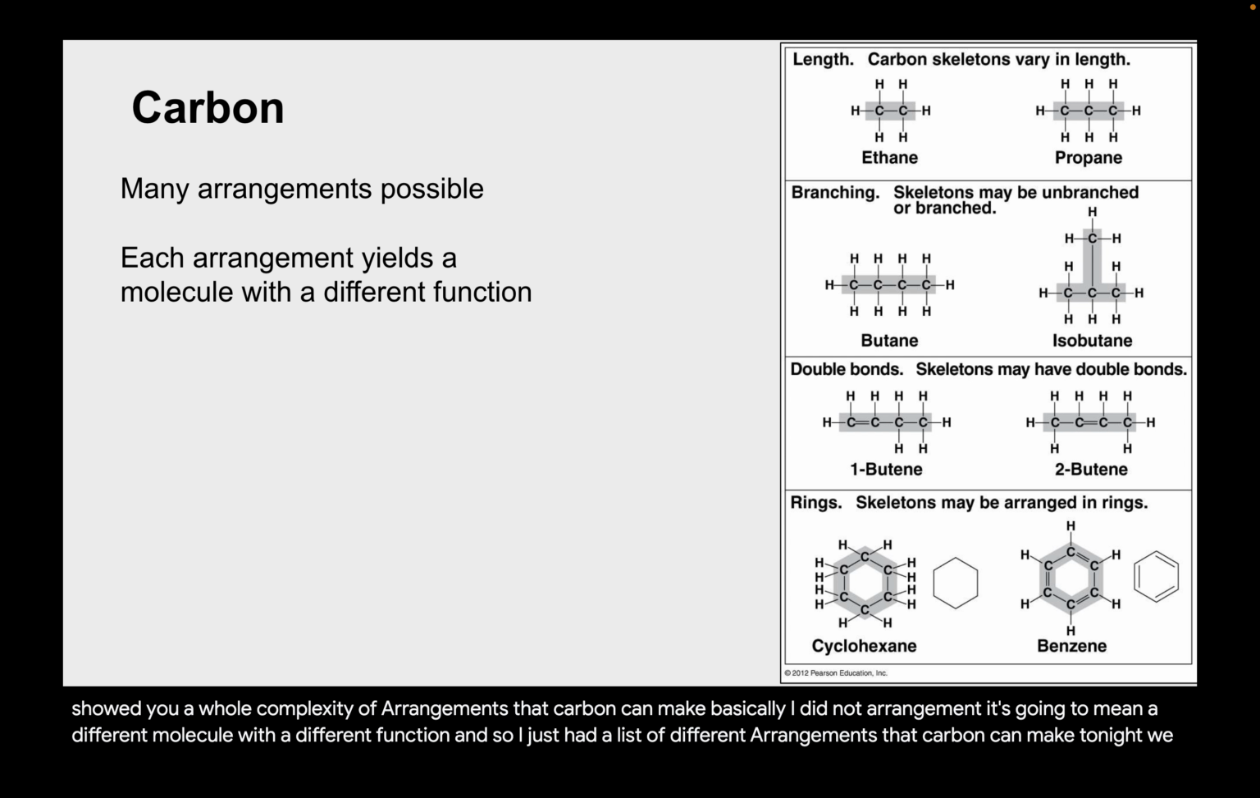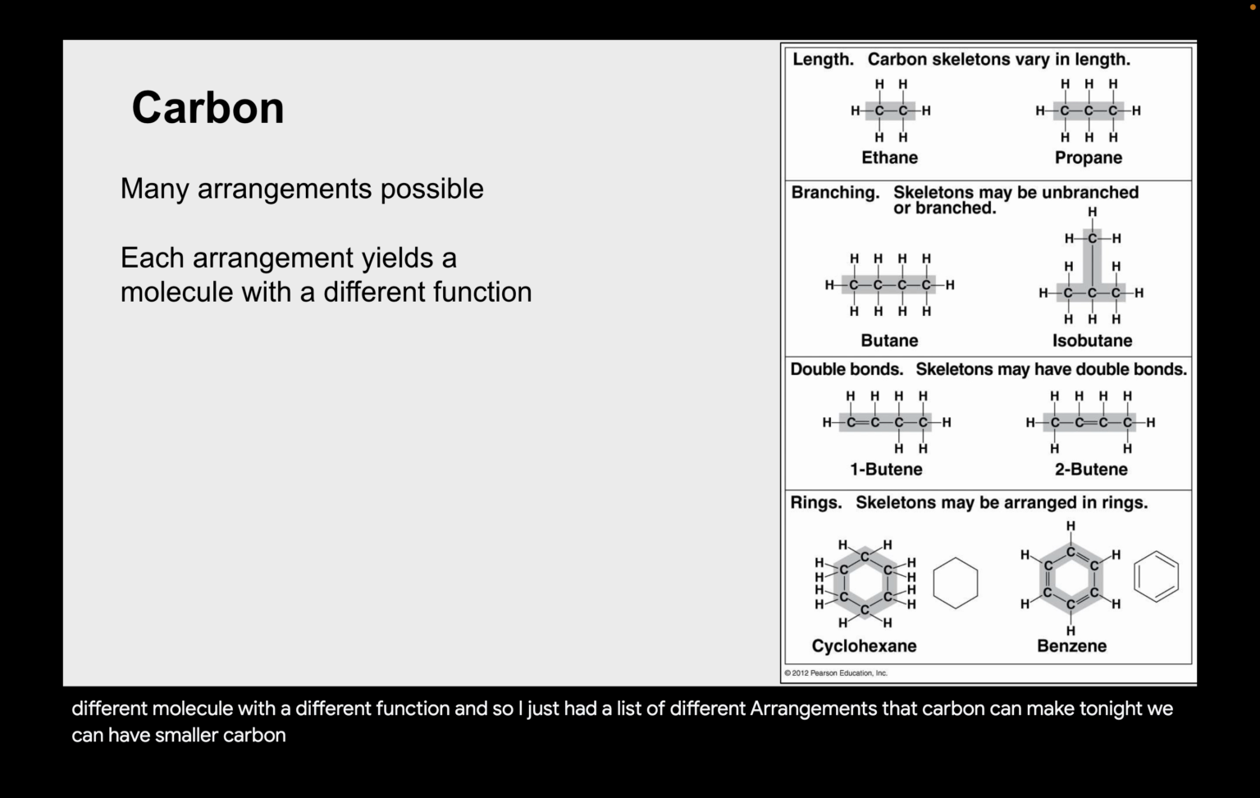Right? We can have smaller carbon skeletons. We can have carbon skeletons that branch out. Maybe we have a double bond somewhere in here that can change the overall shape and function. And they can form these rings.